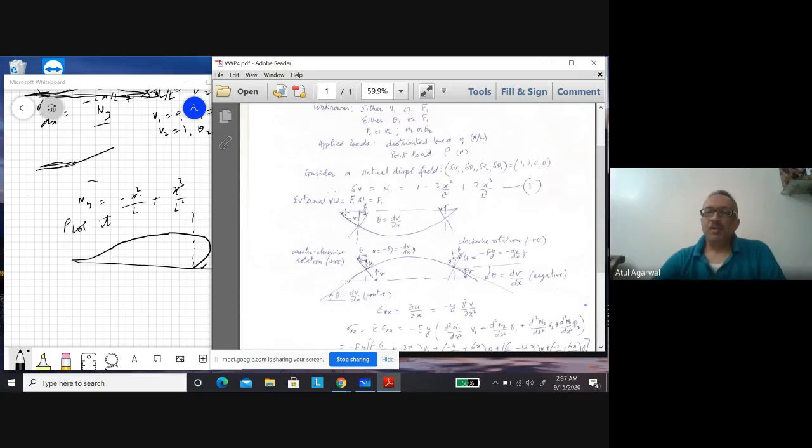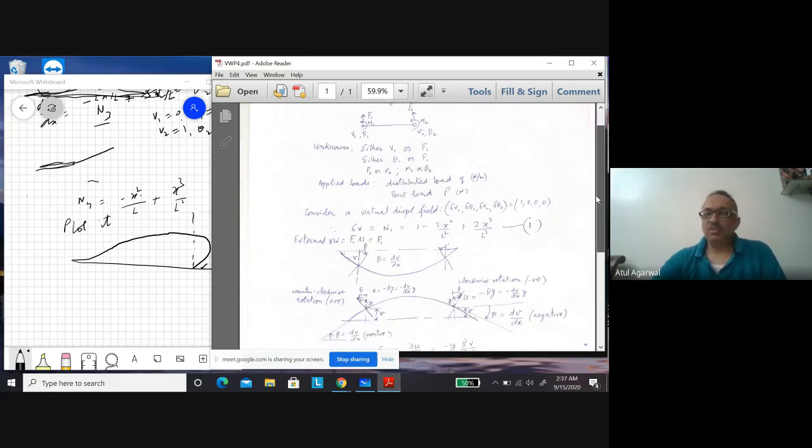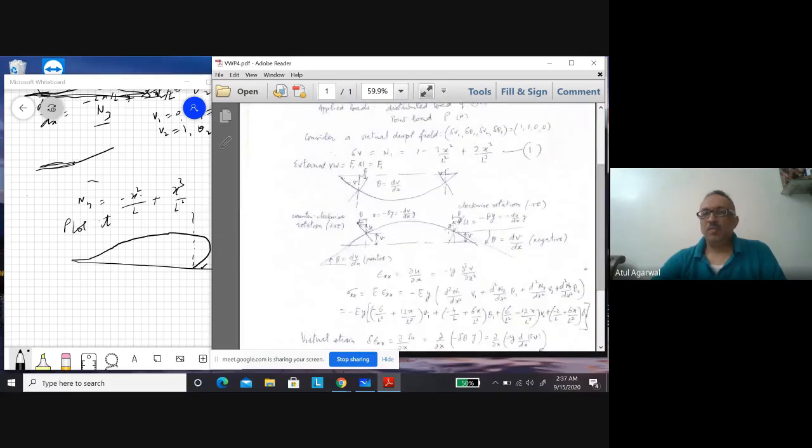So what is the external virtual work? You see this virtual displacement is 1 for node 1, so force F1 will do work F1 into virtual displacement 1. Now the virtual displacement of node 2 in the vertical direction is 0, so F2 will not do any work. Similarly, M2 and M1 will not do any work. So external virtual work done during this virtual displacement is given by F1.